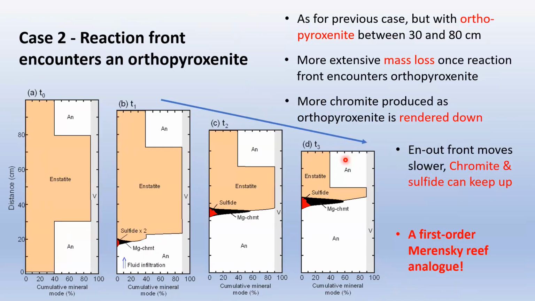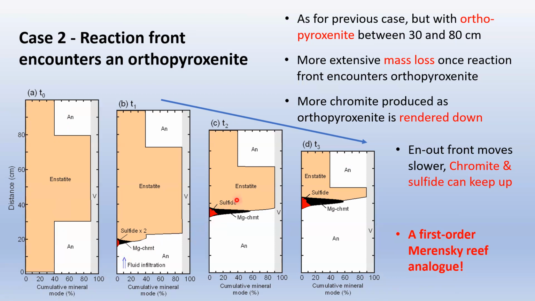What happens in the case where we have anorthosite, but it now intercepts later on an orthopyroxenite, okay? So again, this would be the starting system here, anorthosite down here, an orthopyroxenite up here, then getting back into anorthosite up here. Again, it starts out before fluid's infiltrating upward. You're making a chromite precipitating at that front.